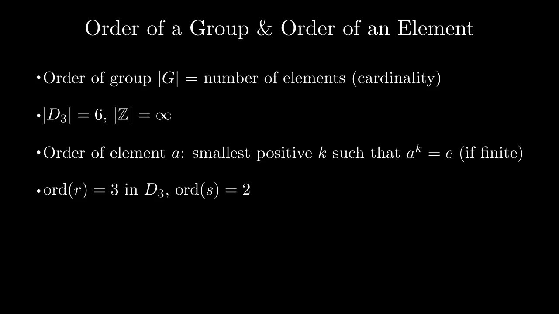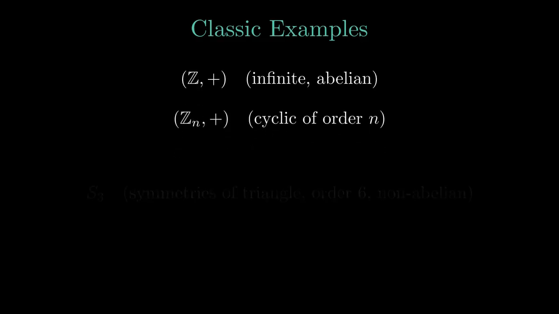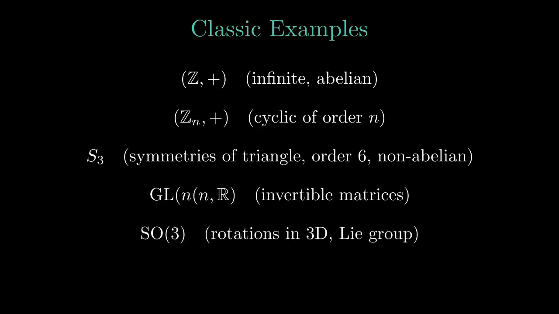Okay, so the dihedral group had 6 elements. The integers have infinitely many elements. This is the order of the group. The order of an element is the number of times that we have to apply that element to get back to the identity. For rotation of the triangle, we do it 3 times. So this is the classic example of groups that we covered some of them.